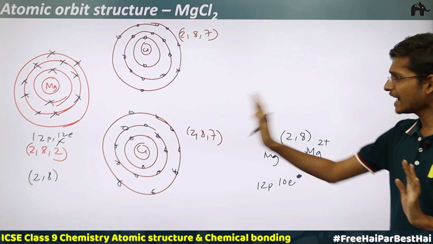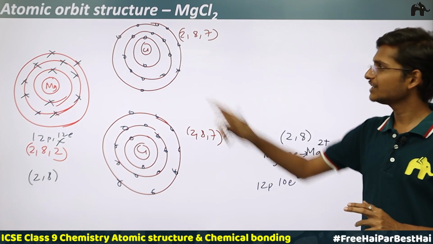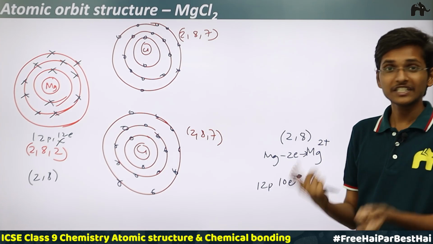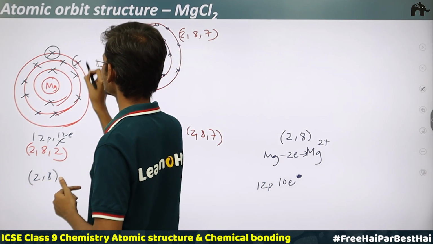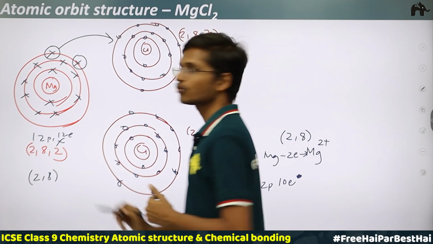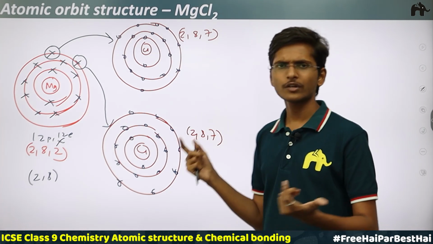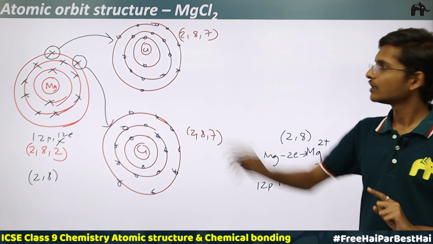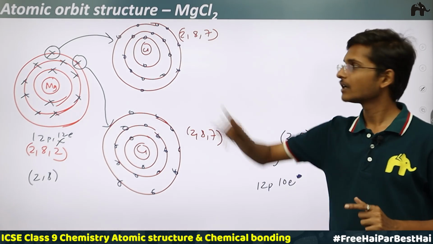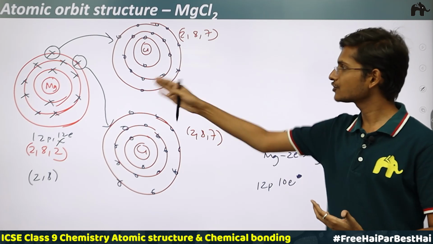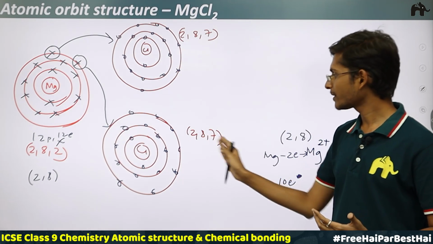Clear? And in the same way, these 2 electrons lost by the magnesium, each chlorine atom requires 1 electron each. Suppose these are the 2 electrons now, this one and this one. This one would be accepted by this chlorine atom, and this one by this chlorine atom, because each one of them needs only one. So 2 are being lost, one taken by this atom, one taken by this atom. Both of them, after accepting 1 electron each, become 2, 8, 8 and 2, 8, 8.